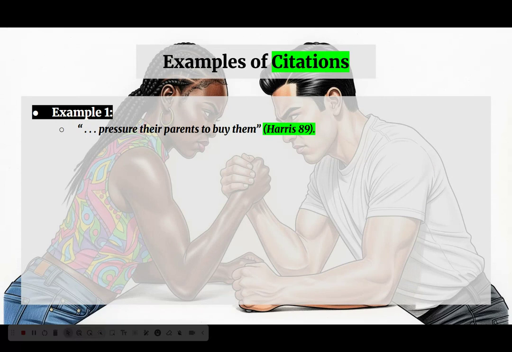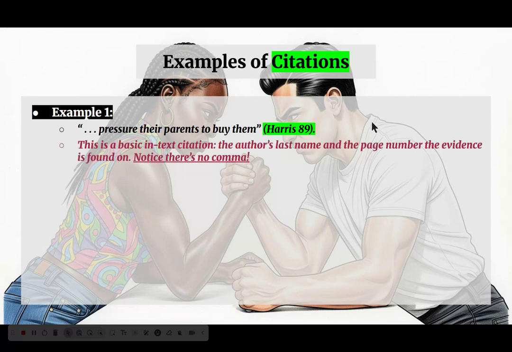Example 1, we've got our quote here, and then we have in parentheses Harris 89, parentheses, period. So notice the period ends after the parentheses. This is a basic in-text citation. Harris is the author's last name, and then the 89 is a page number. It is specifically the page number that the evidence is found on. I want to note that there's no comma here. A lot of people like putting a comma here. For MLA format, there is no comma. It's just author last name, and then the page number the quote was found on.